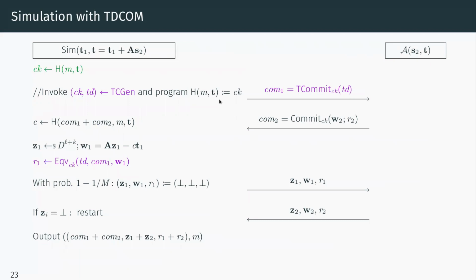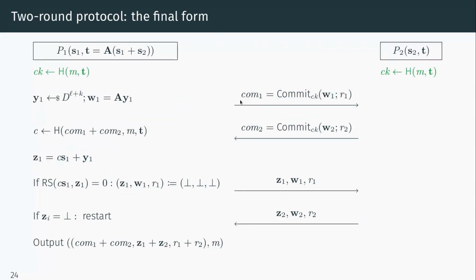And as I said before, you actually have to generate a commitment key depending on the message. So in this case, for each signing query, depending on the message, the simulator has to invoke trapdoor commitment key generation, and then program the random oracle that generates the commitment key. And then continue the simulation as before. Eventually, the final secure two-round protocol looks like this.